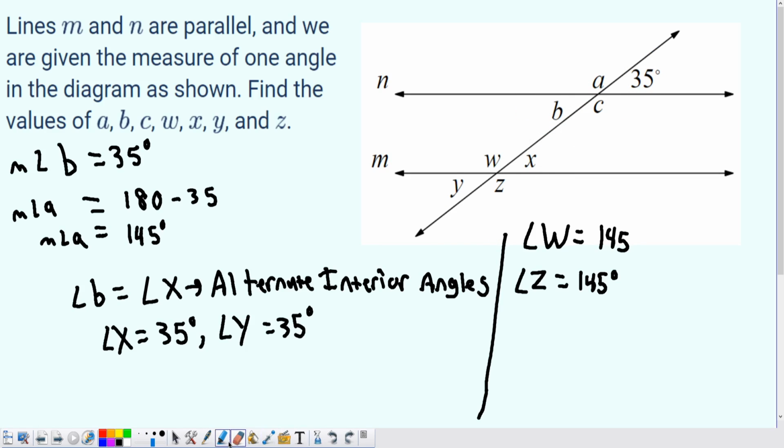And if we were to put it all together, it would look something like this: 145, 145, 35, 35, and so on. Only two unique angles in the whole thing. And there you have it. It is that simple. But this simple idea has a lot of larger consequences that we will see in the future.